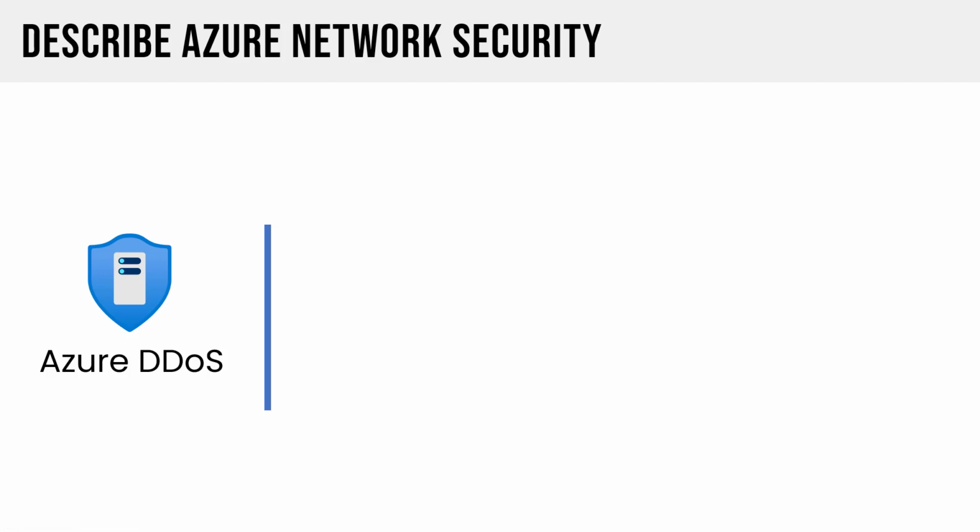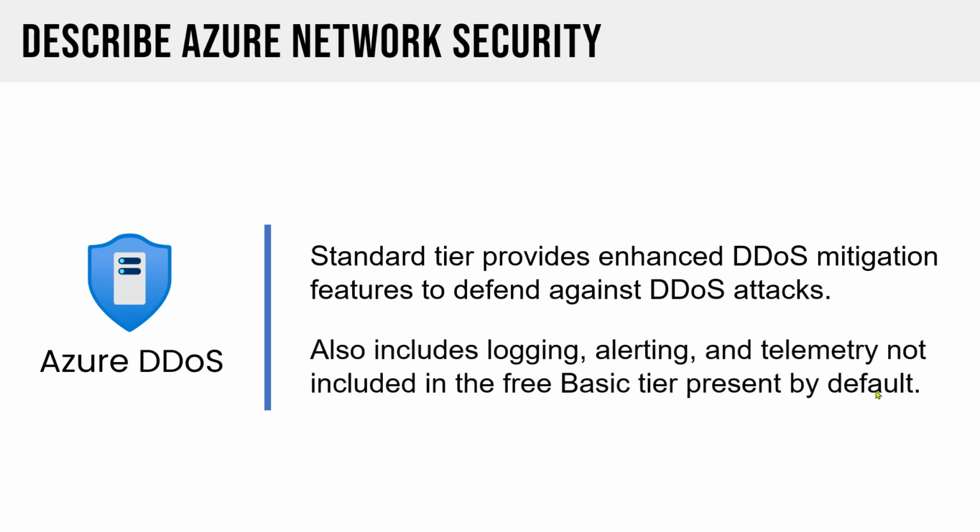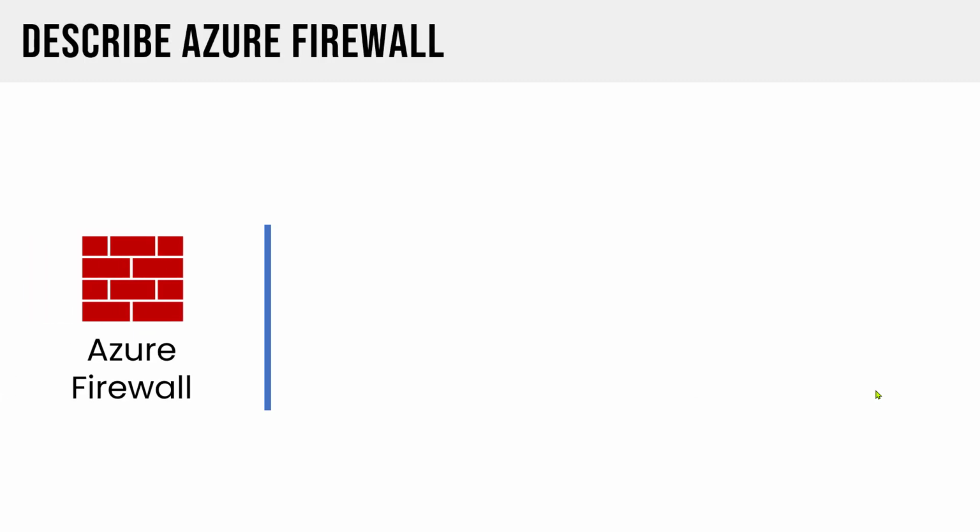So Azure DDoS. Azure DDoS is a feature that provides DDoS mitigation features to defend against distributed denial of service attacks. That's DDoS. Now the standard tier provides enhanced mitigation features. So let's pay attention to this with me here. It also includes logging, alerting, and telemetry that's not included in the free basic tier that's present by default. There's a free tier of Azure DDoS that's simply present, and you don't have to do anything to enable it or configure it. It's simply there.